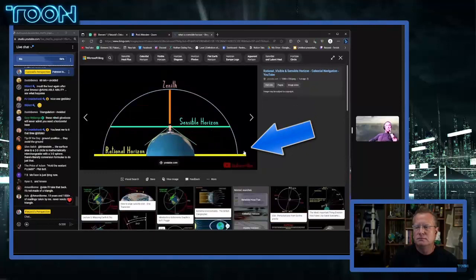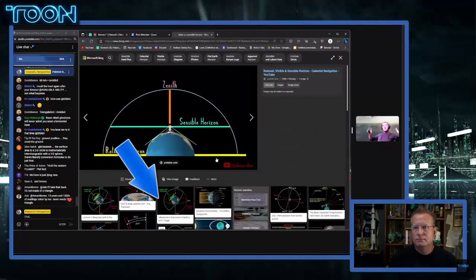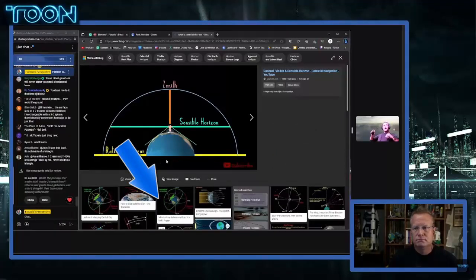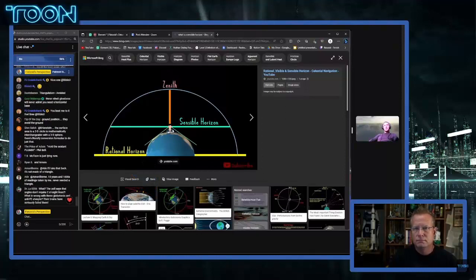Okay, this is the rational horizon, which is through the center of the Earth. And what we call horizon angles. And you have the sensible horizon where your eyes are horizontal outwards. Okay. And then the visible horizon dips from that.